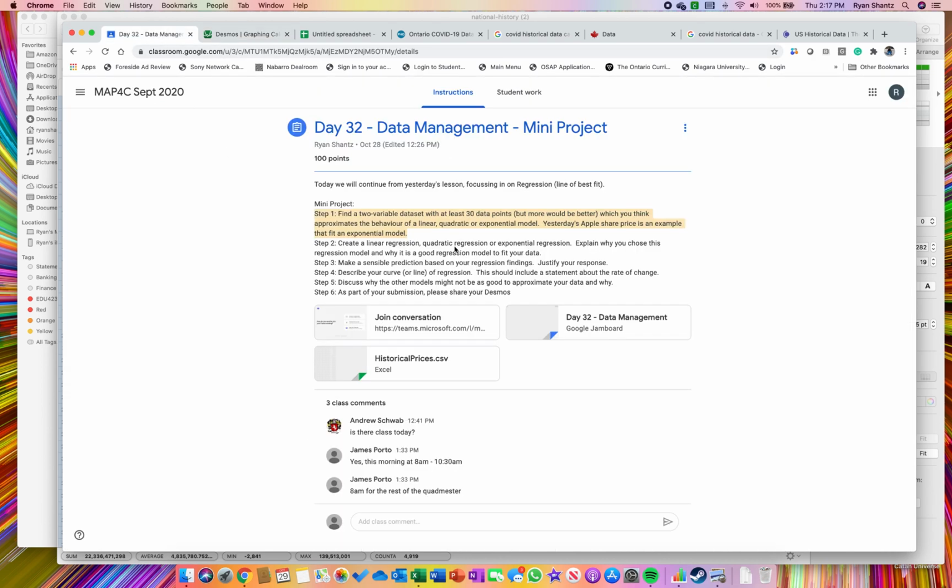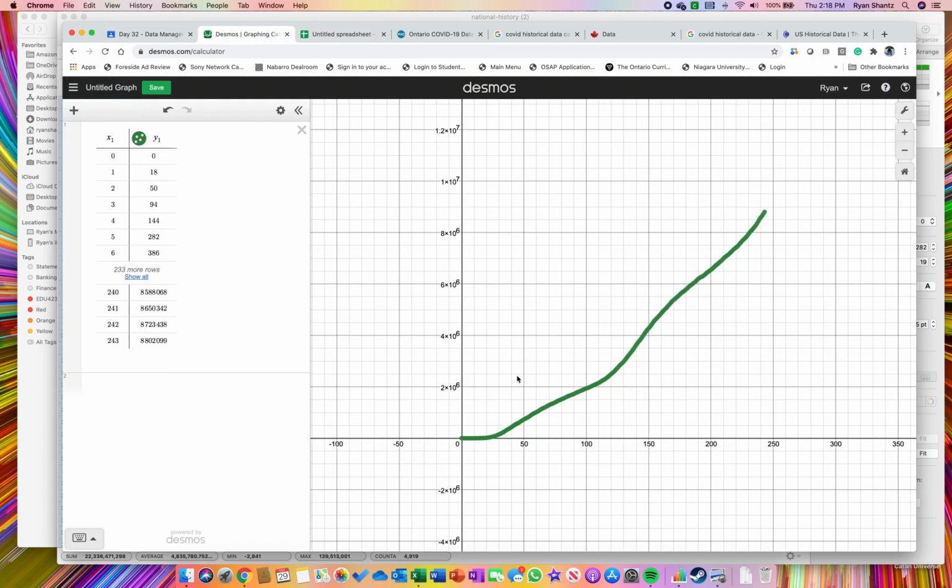Back to here. Okay, so we've got our data, which we think might approximate one of these. Before we go any further, do we think this is linear? Do we think this is quadratic? Do we think this is exponential?